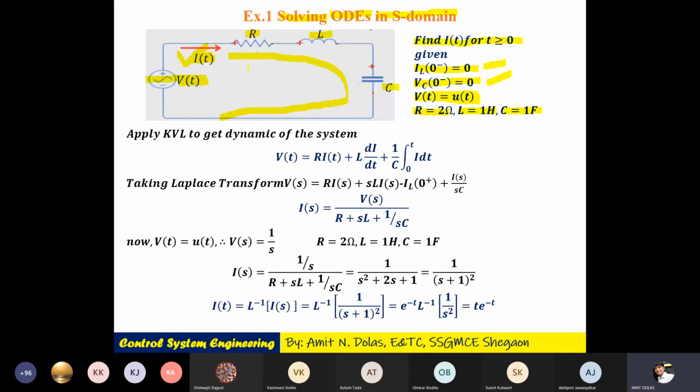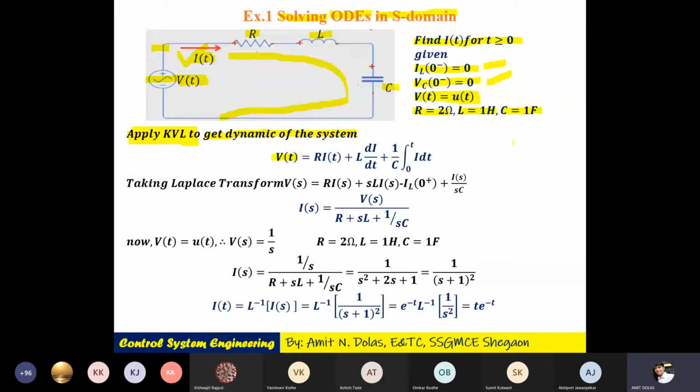What we can do here to find out the current, of course, is apply KVL, which is already done in network analysis and must be very clear to you. Get the dynamics of the system. Dynamic means what happens if a particular signal is applied. So how can we write v of t?